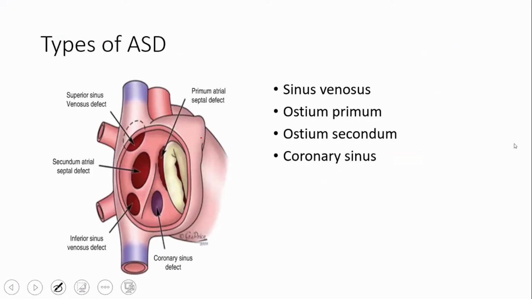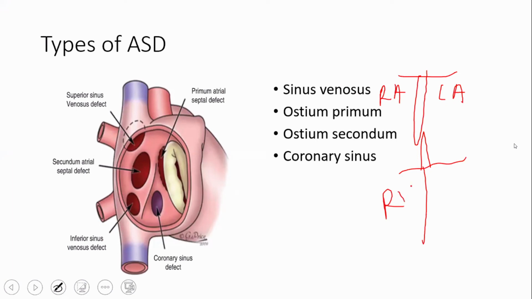So there are different types of atrial septal defect. If you remember your embryology, there is ostium primum and then there is ostium secundum atrial septal defect. Ostium primum arises from the bottom. So this is the right atrium, this is the left atrium, this is the right ventricle, this is the left ventricle, and this is the tricuspid valve and this is the mitral valve.